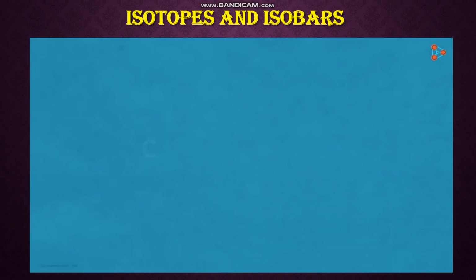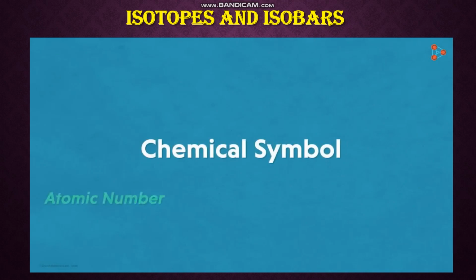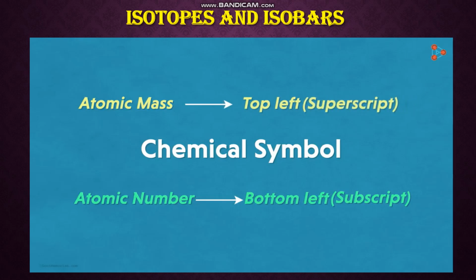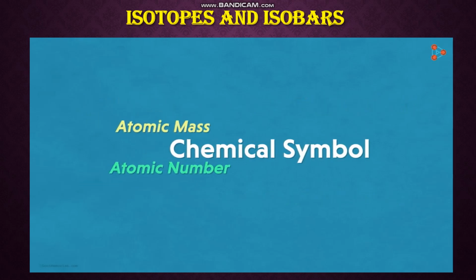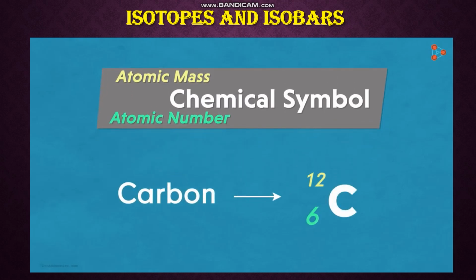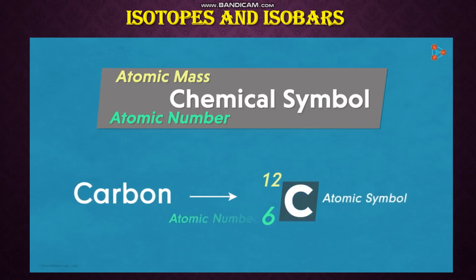Yes. The chemical symbol of the element is written with atomic number at its bottom on the left side, that is in subscript. On the other hand, the atomic mass is written on the top left side in superscript. Something like this. The symbol of the element, its atomic number and its atomic mass. Now how do we represent a simple element like carbon? That's right, something like this. The atomic symbol, that is C, followed by the atomic number 6 and atomic mass 12 at the respective places.